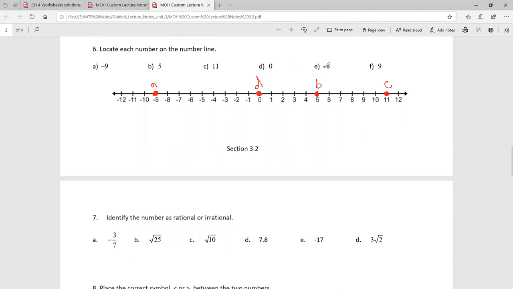E is -8. Since it's negative, we're going left. This point right here is E. F is +9. And there we go. Nothing too crazy there. Problem 7 says to identify the number as rational or irrational.